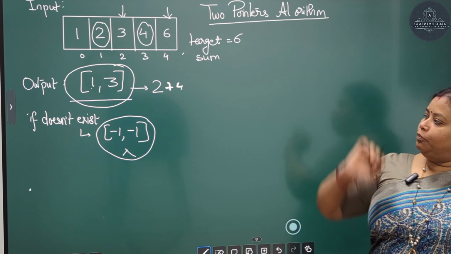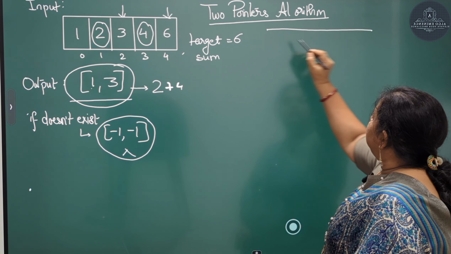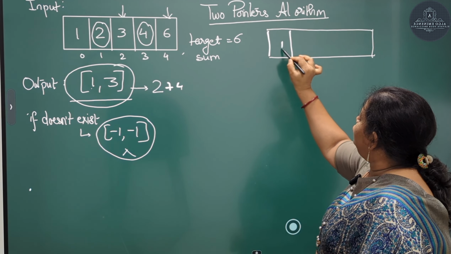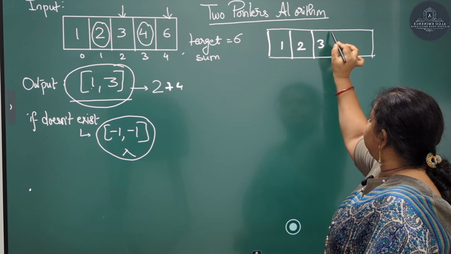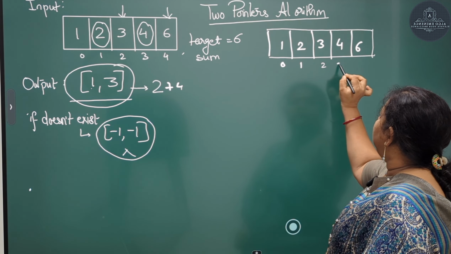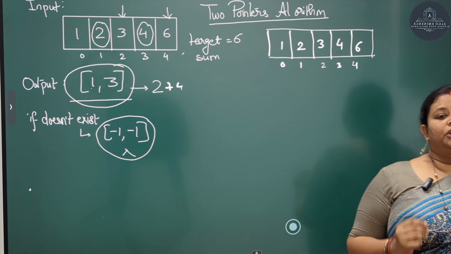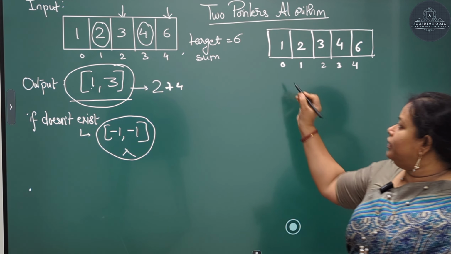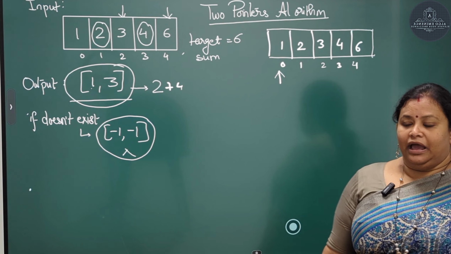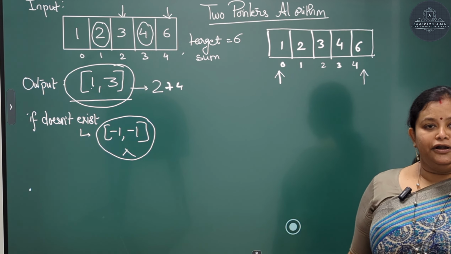So coming to the two pointers algorithm, what happens over here is, same data we'll be taking. You're having sorted data, and you're having the target sum. So what we do is, we take two pointers, we place one pointer at the start of the array, and we take another pointer and we place it at the end of the array.